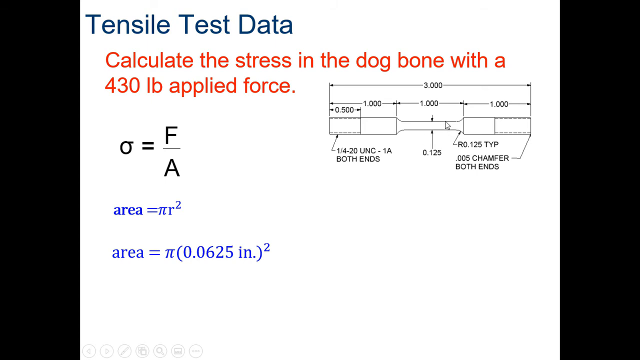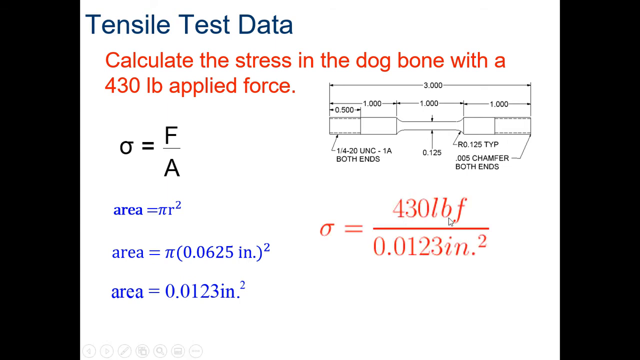So calculate the stress of a dog bone with a 430-pound applied force. Well, the dog bone's got an area of a circle, pi r squared. This is the diameter, so we have to take half of that in our formula, and we get an area of about 0.0123 square inches. Now I can figure out the sigma of it. Take 430 divided by the area, and you get about 35,000 psi. I say about because of significant figures and things like that. If you do all the math on your calculator, I'd be happy with that, or we can do significant figures.